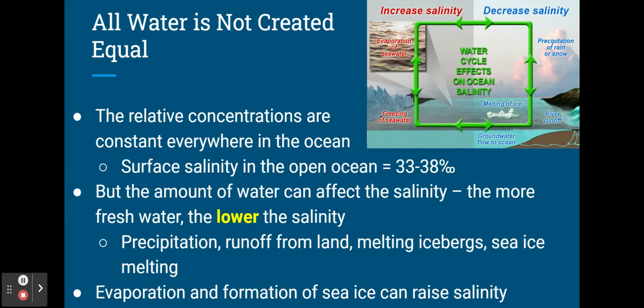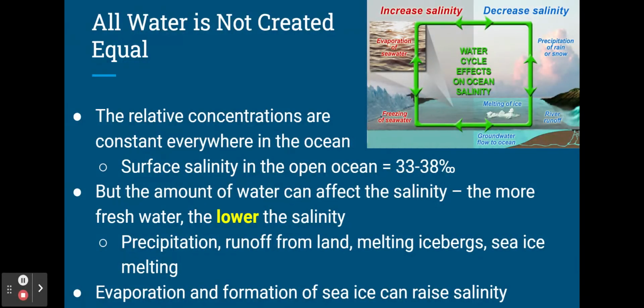The relative concentrations are constant everywhere in the ocean. That means anywhere in the ocean, if you took a measurement of the salinity, you would have around the same amount, so 33 to 38 parts per thousand. It doesn't matter where you are, it's the same.